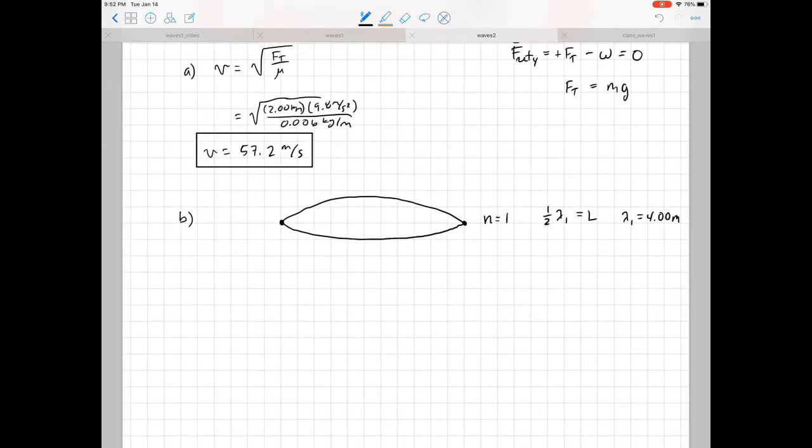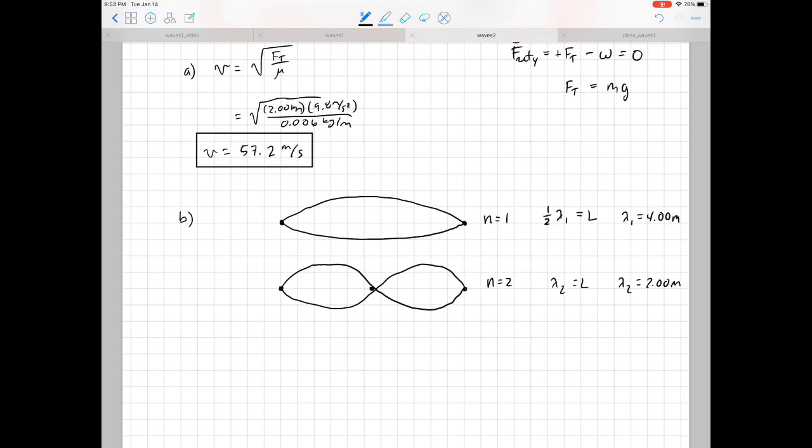Now, the second mode is going to have nodes at the ends and then 1 in the middle. Something like that. So this is n equals 2. And so again, lambda 2 equals L, so our lambda 2 is equal to 2 meters.